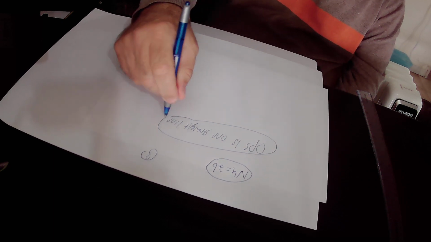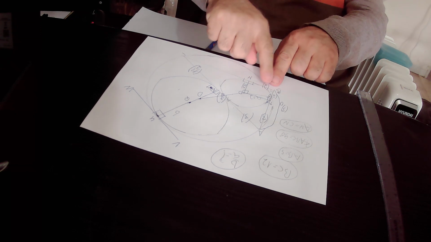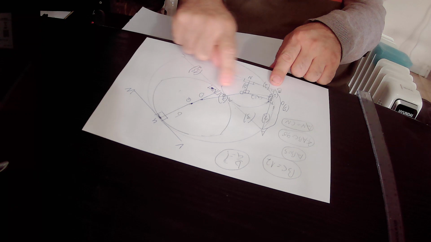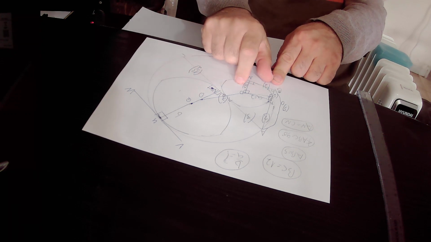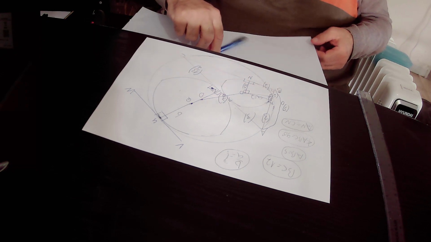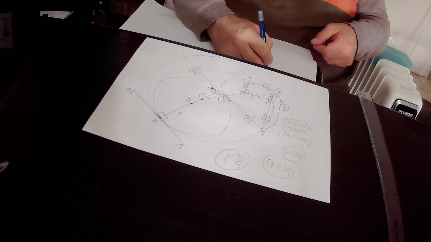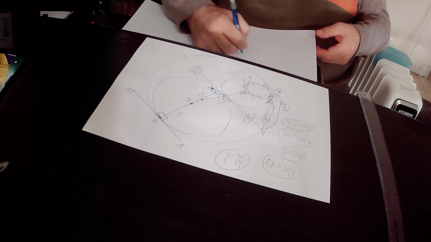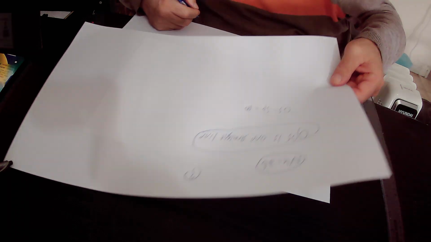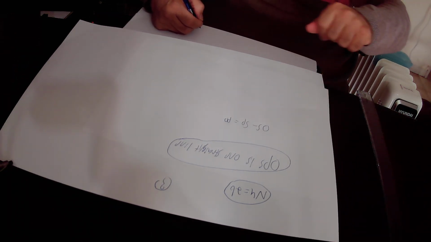So if OPS is one straight line, it means that OS minus SP equals PO. Again, OS minus SP equals PO. Alright, I write it down: OS minus SP equals PO.